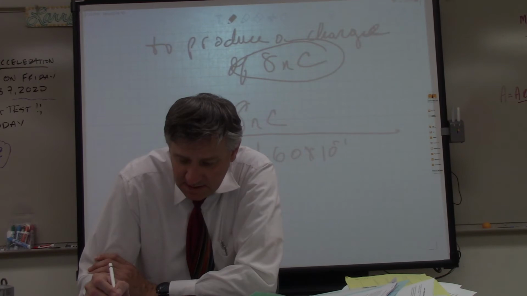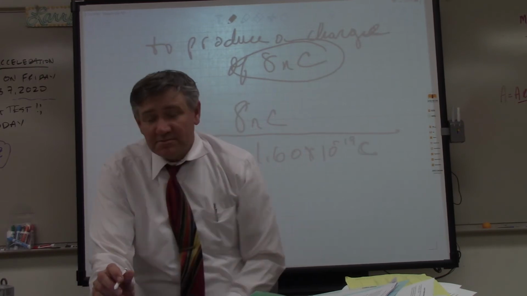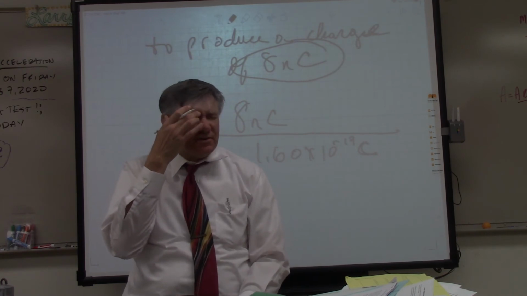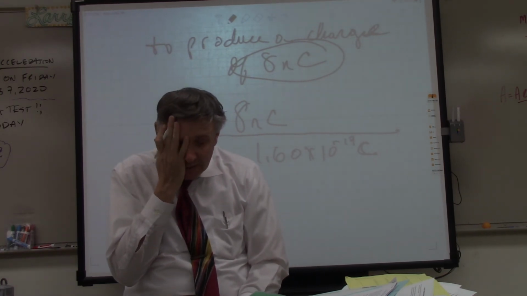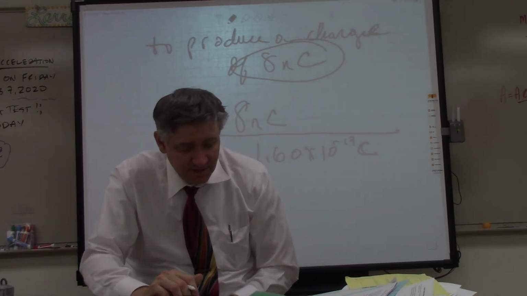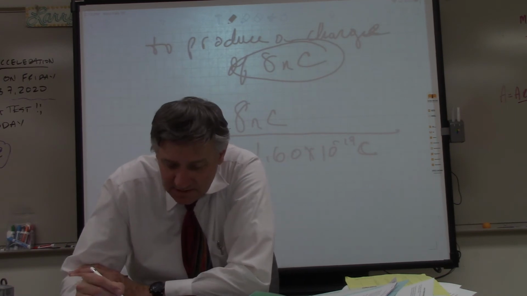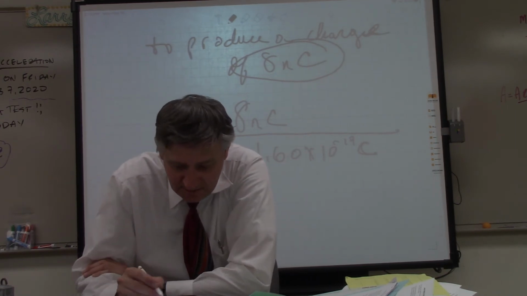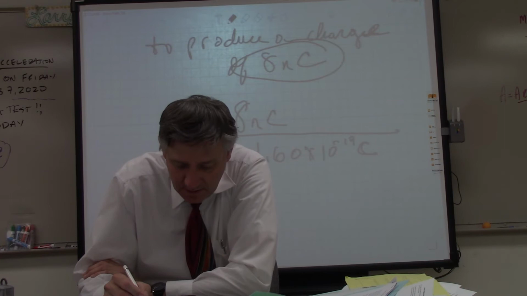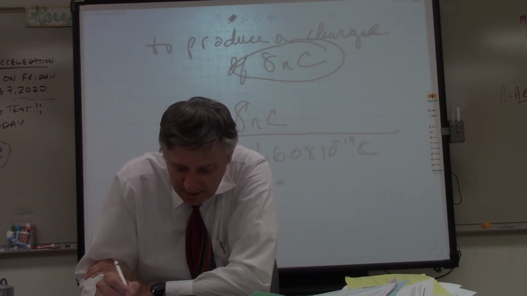You can do coulombs, okay? Now here's the beauty. This is the conversion that you'll use a lot, because nano means 10 to the negative 9th. So what I always do is write that: 1 nanocoulomb is 1 times 10 to the negative 9th coulombs.